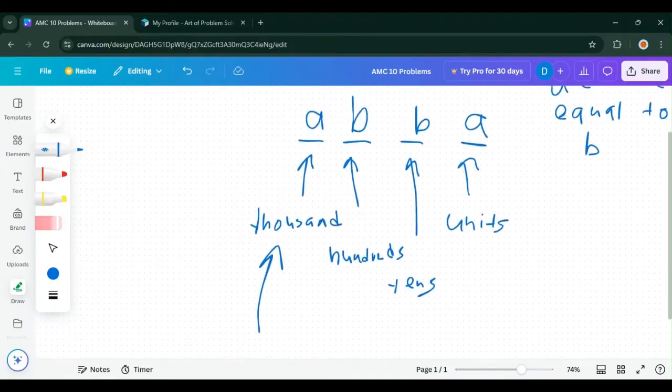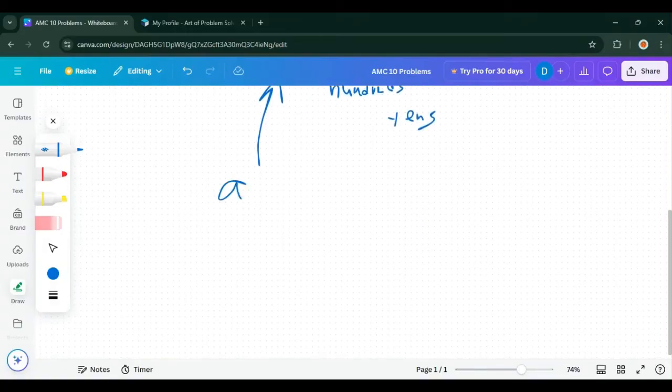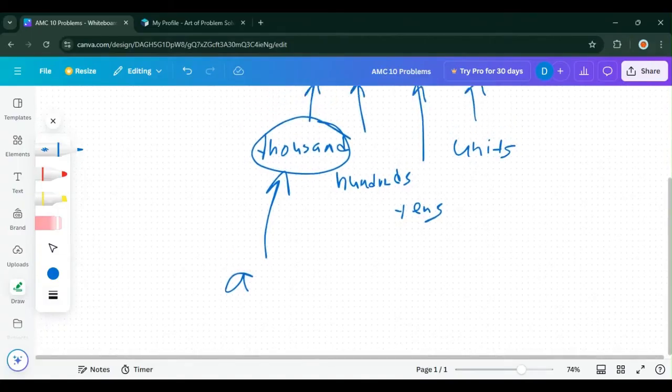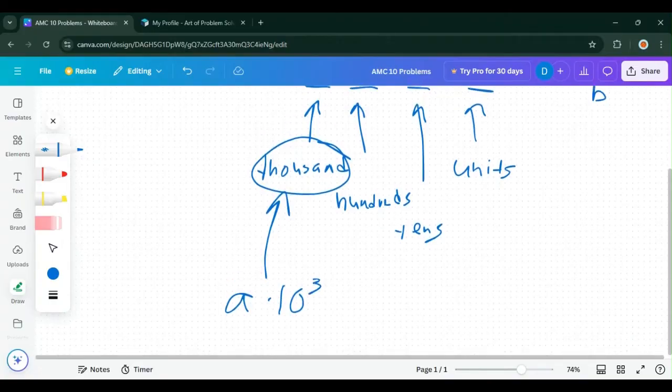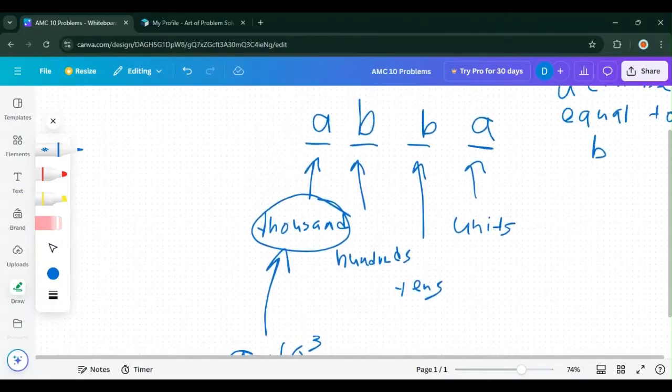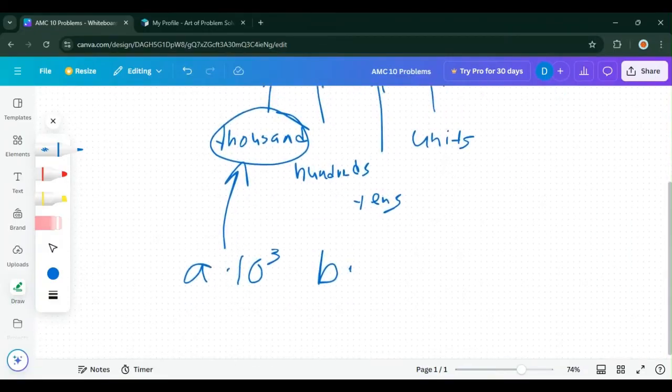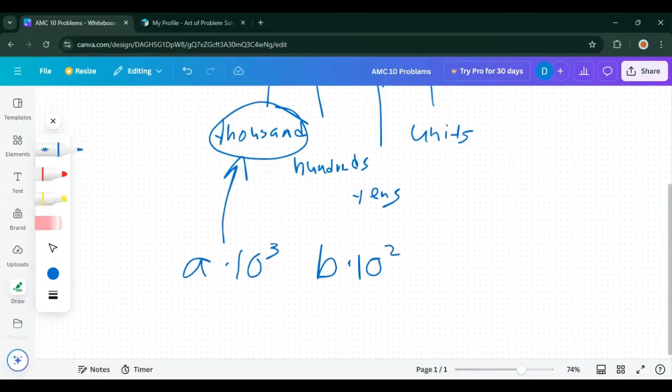And as you see here, this is the thousands digit. So that means A is one digit, zero through nine. It can't be zero, but we'll figure that out later. It has to be one digit, and A is worth 1,000, so A times 10 to the power of 3. And then B is worth 100, so B times 100, which is 10 to the power of 2, is its actual value.